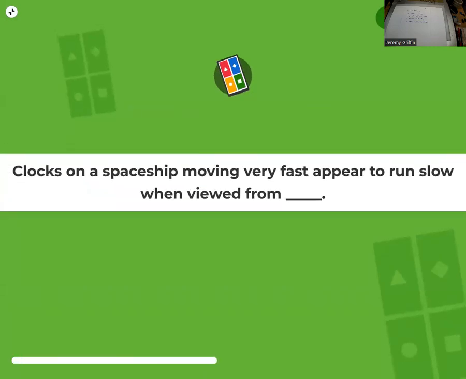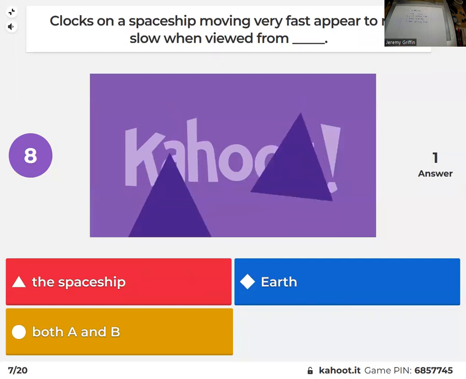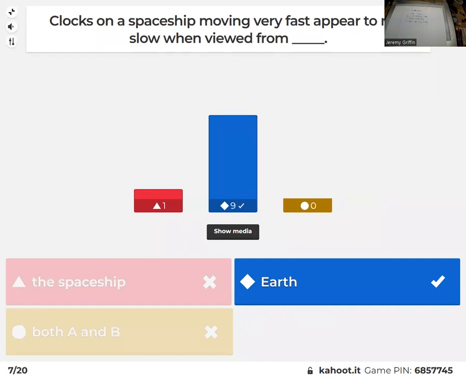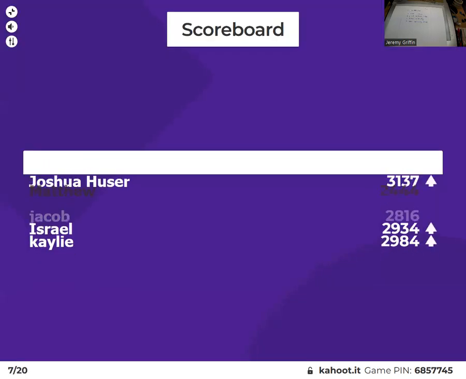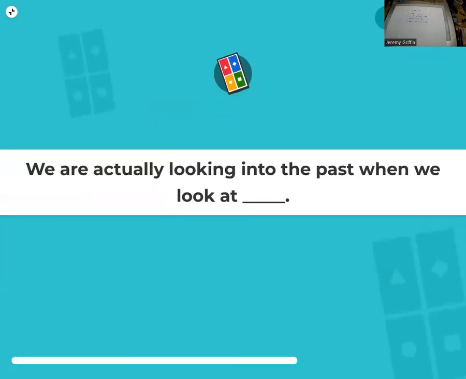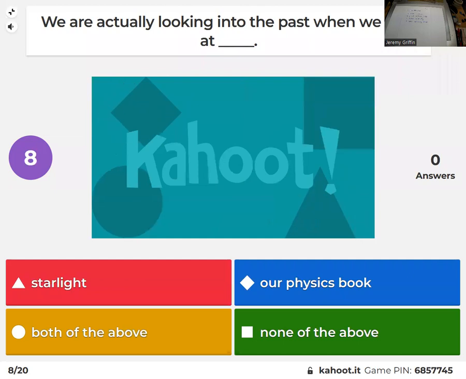Clocks on a spaceship moving very fast appear to run slow when viewed from Earth. So Earth Twin sees Rocket Twin's clock running too slow. You're actually looking into the past.